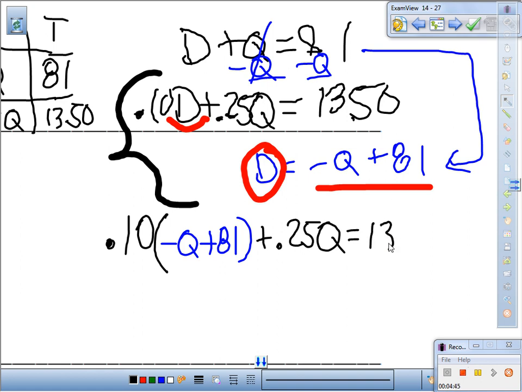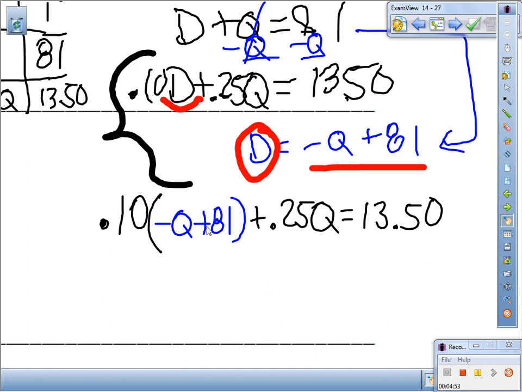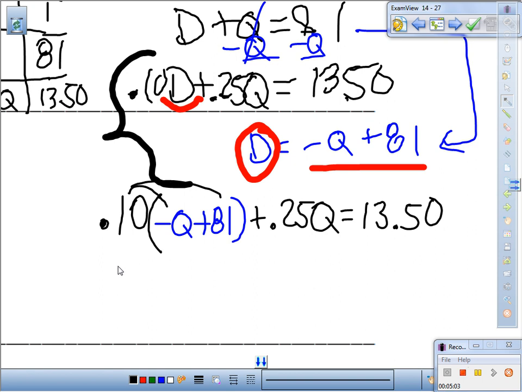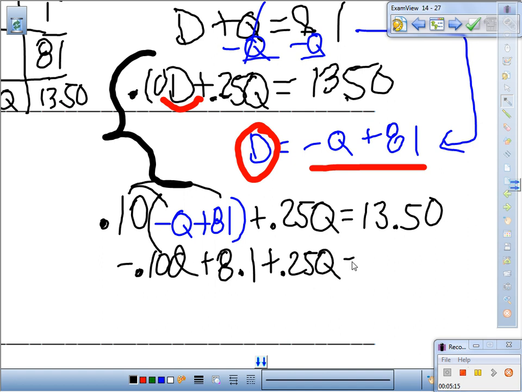Equals 13.50. What did I just do? I substituted. That's why this is called the substitution method. Yes? So what do I do here, everyone? Distribute. Distribute here, so that gives me negative 0.10Q plus 8.1 plus 0.25Q equals 13.50.